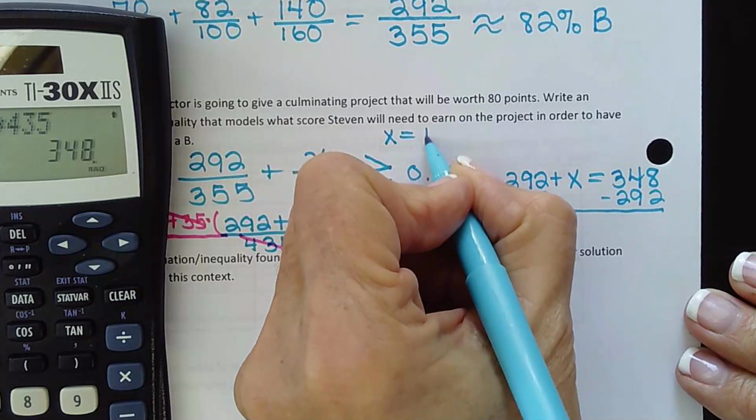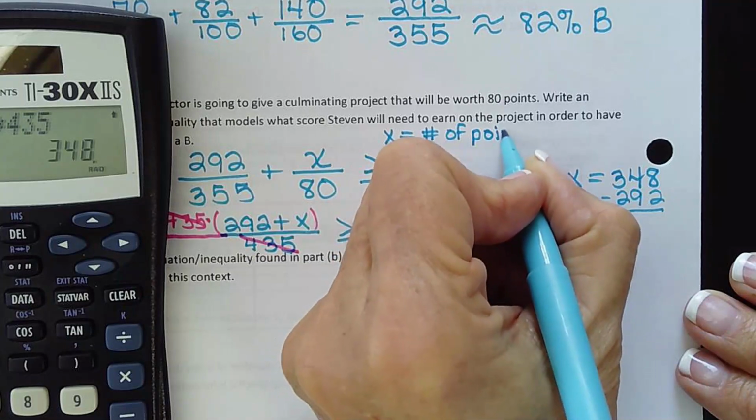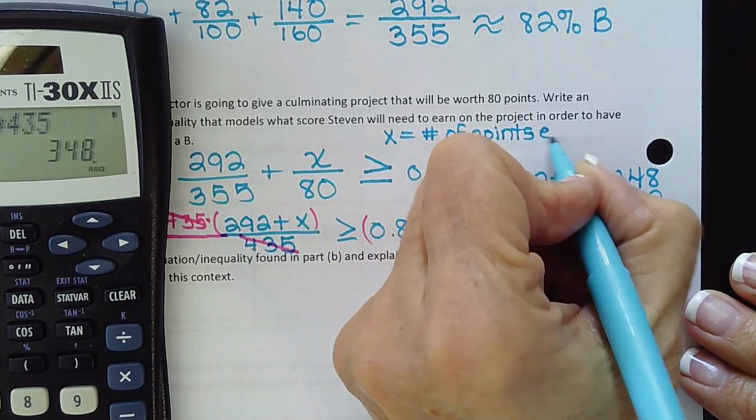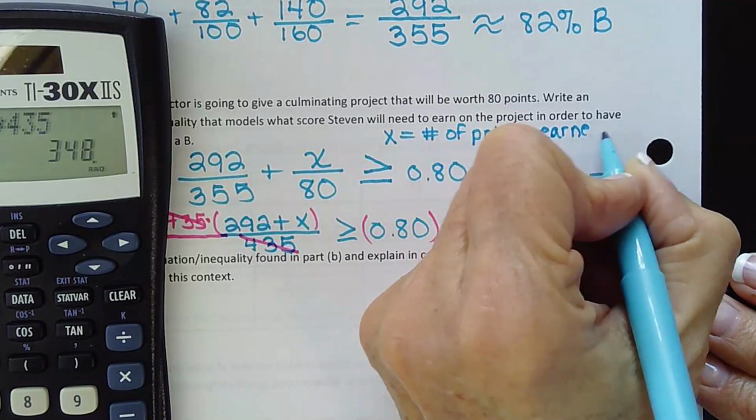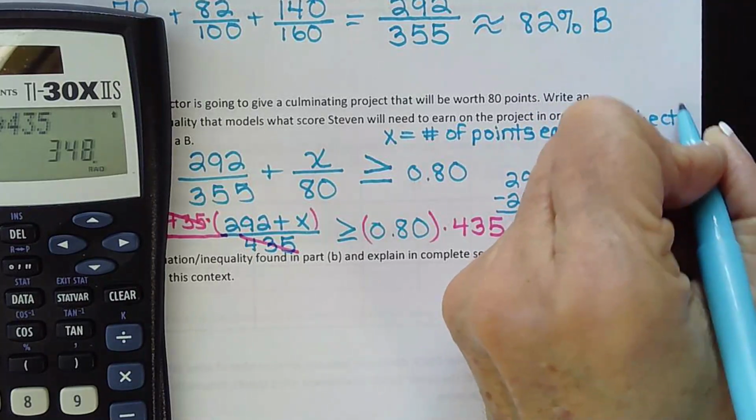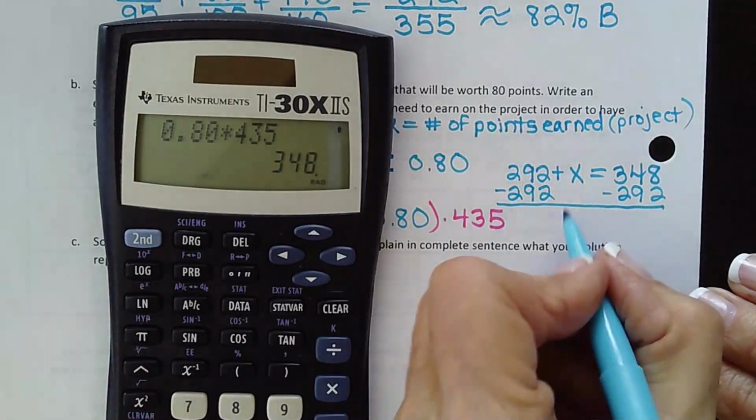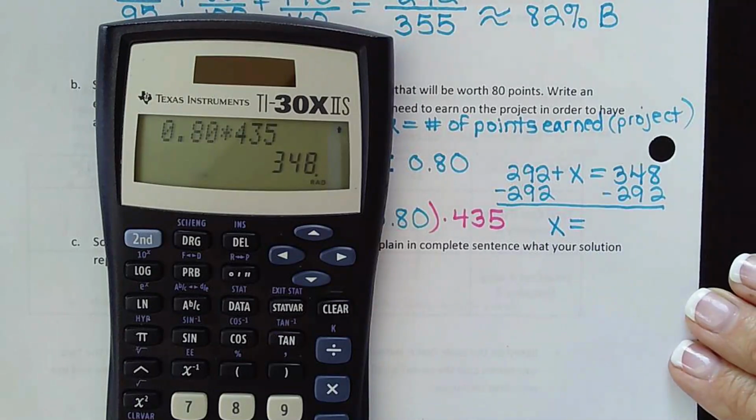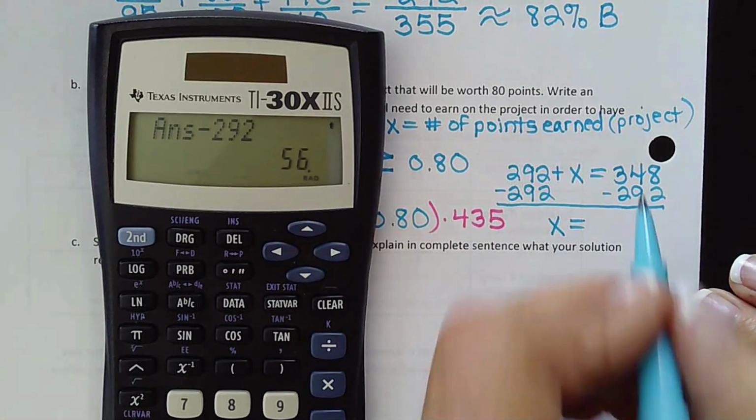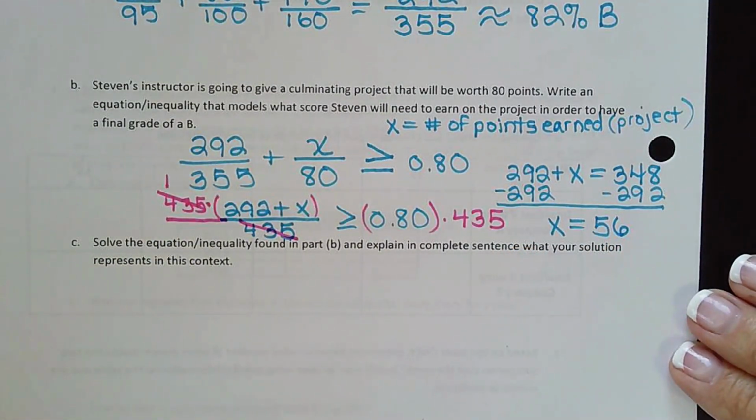X equals number of points earned on project. We can just put project here instead of writing all those extra words. So the number of points earned on his project. So X equals 348's already in the calculator, so we can go minus 292. And he needs to get 56 points in order to keep his B.